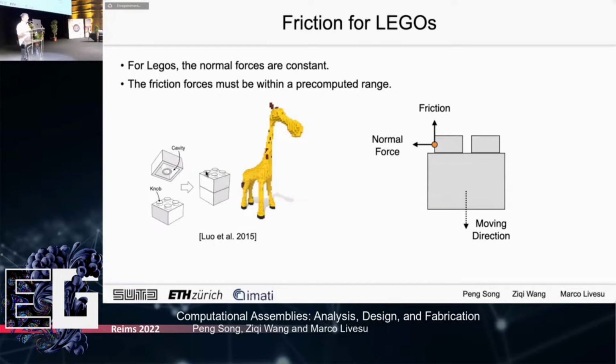In this case, there is no need to use the friction cone; the friction is just within a range determined by the friction coefficient, because the contact normal force is a constant.